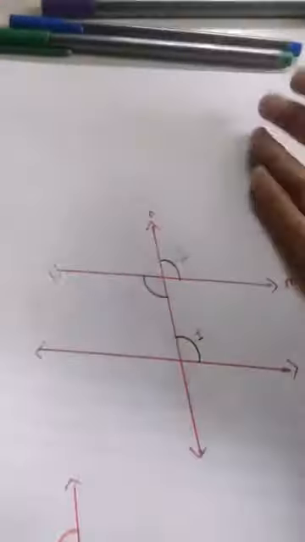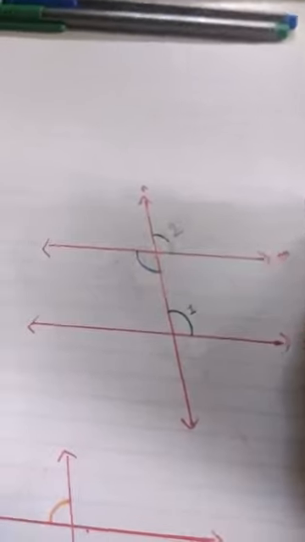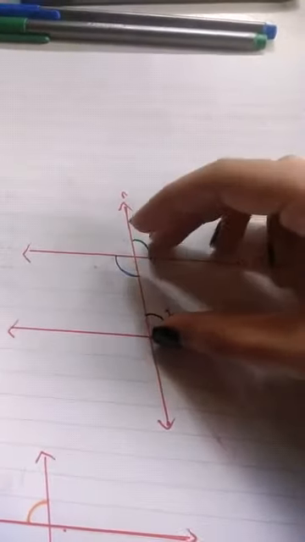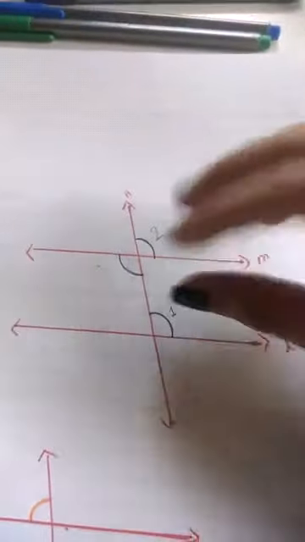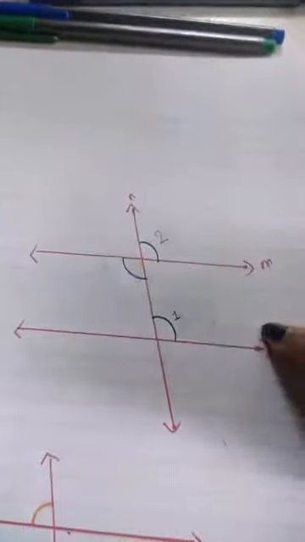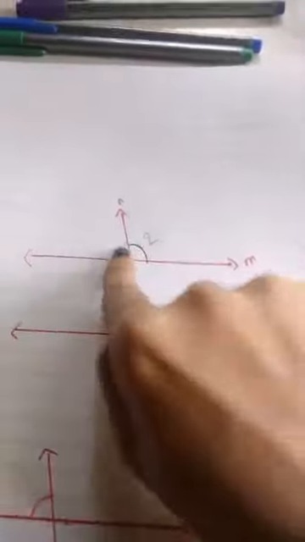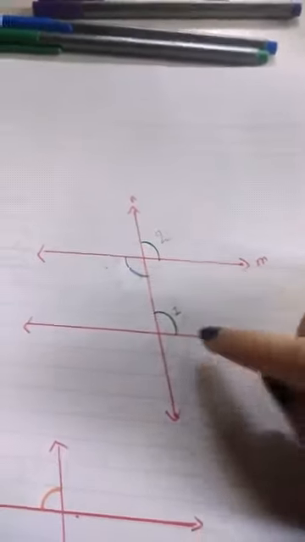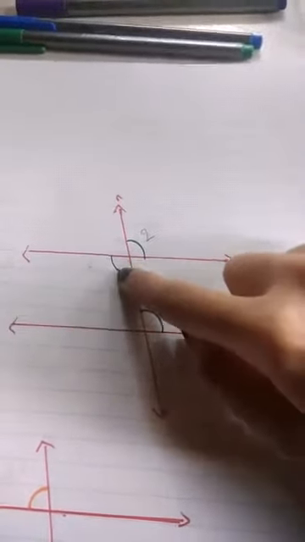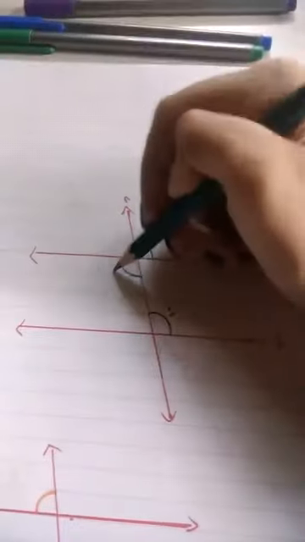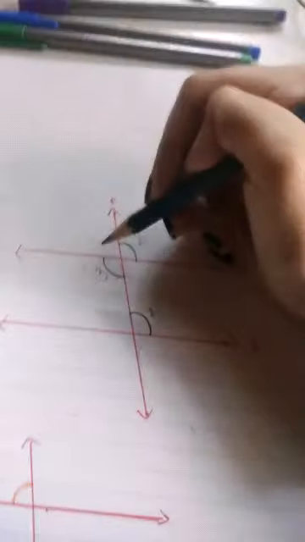Okay? And what about the alternate interior angles? Alternate interior angle means both of them will be inside, that means in between the two parallel lines, and one will be on this side and one will be on the other side of the transversal. So the interior alternate angle of angle 1 is this blue one, which we will call angle 3. Now we'll see what's special about these angles when there are parallel lines involved, right?